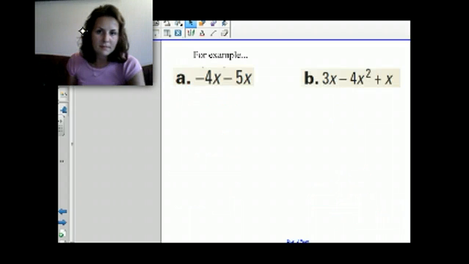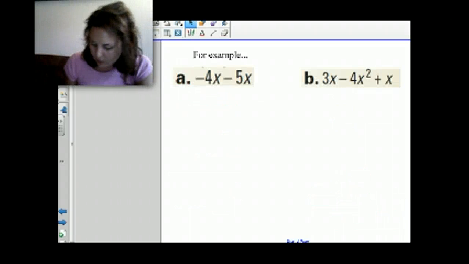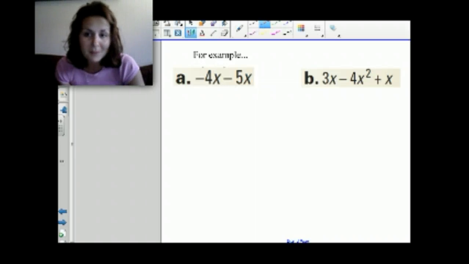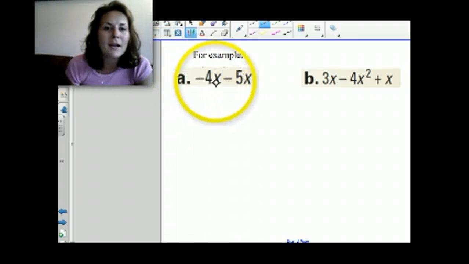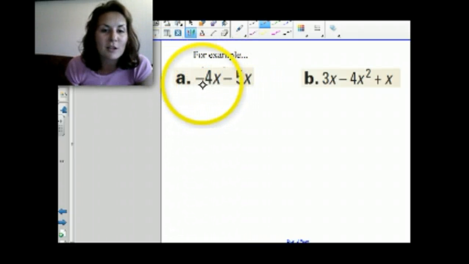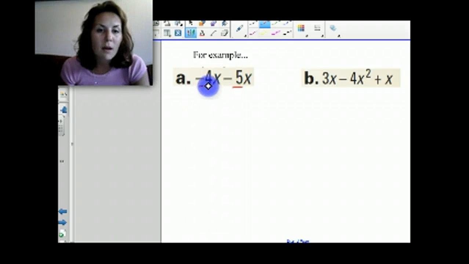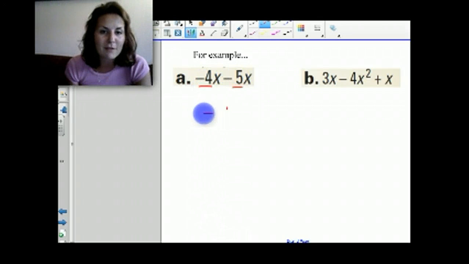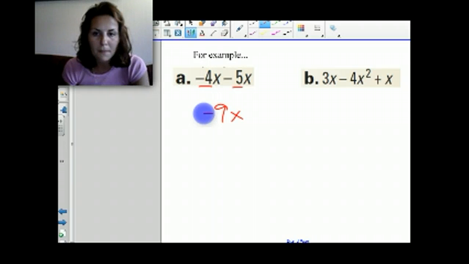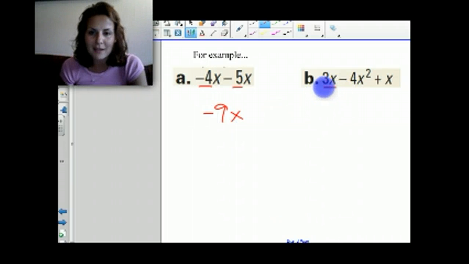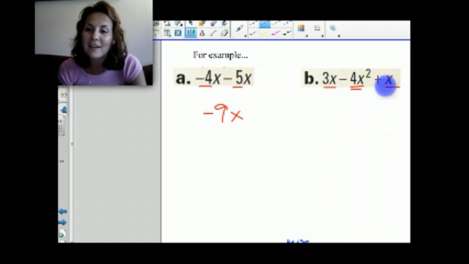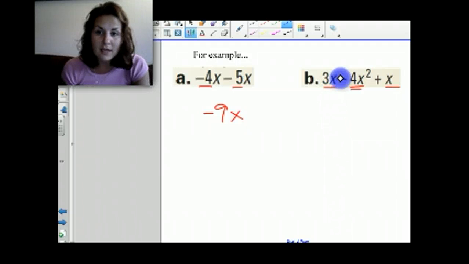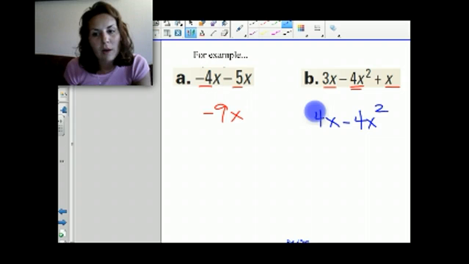Next page. For example, here we go with our terms. If you're feeling confident, pause it, try the problems, come back and see how you do. Negative 4x minus 5x, those are like terms, so my coefficients, I'm going to subtract. Negative 4 minus 5, I get negative 9x. Now over here I have a 3x term, a 4x squared term, and another 3x term. So I take 3x plus x, and I'm left with 4x minus 4x squared.